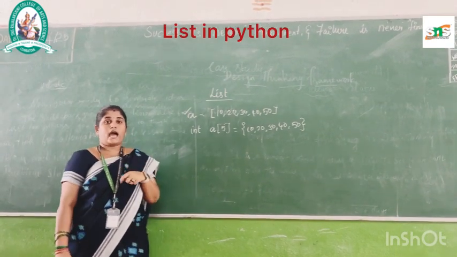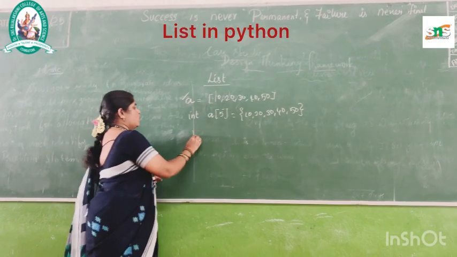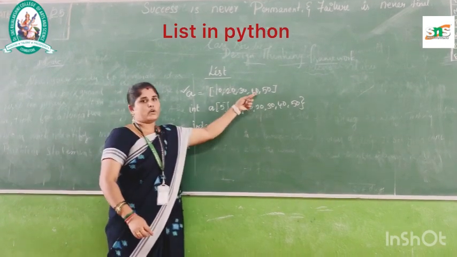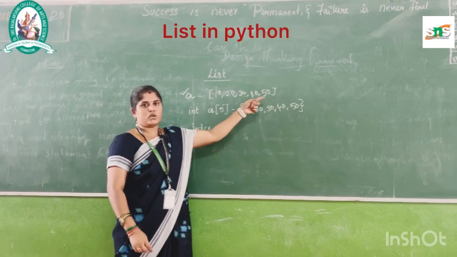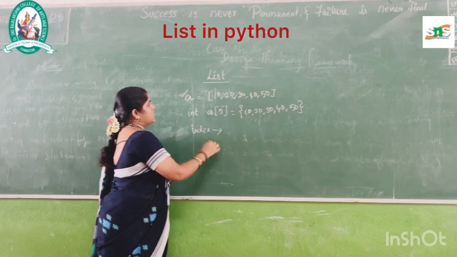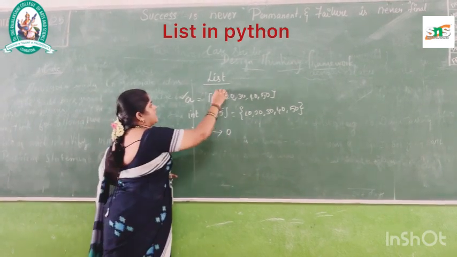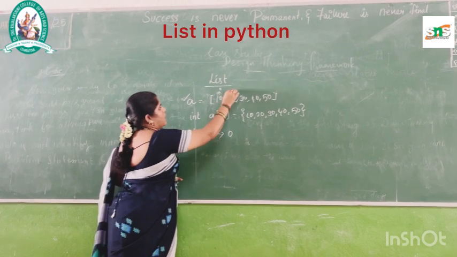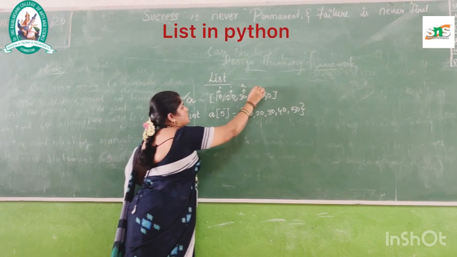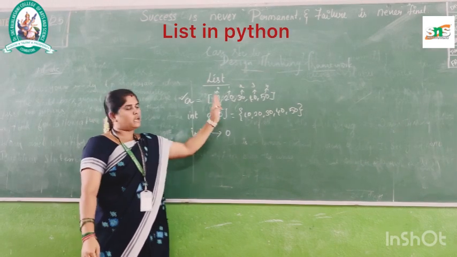How are we going to access the list? For accessing the list, we have to use an index. What does index mean? The index tells in which position a value is located. The list index always starts from 0. So 10 is stored in position 0, 20 is stored in the first position, 30 in the second position, 40 in the third position, and 50 in the fourth position. It goes on like this.